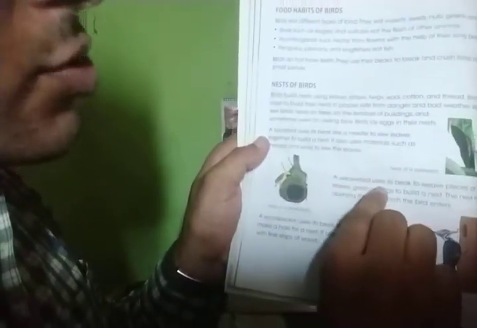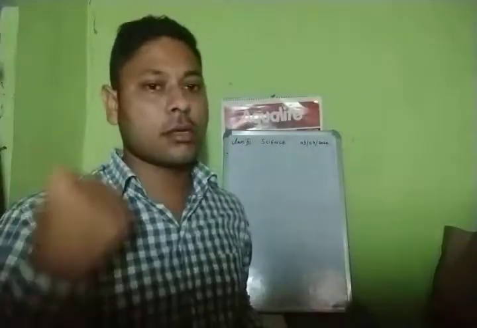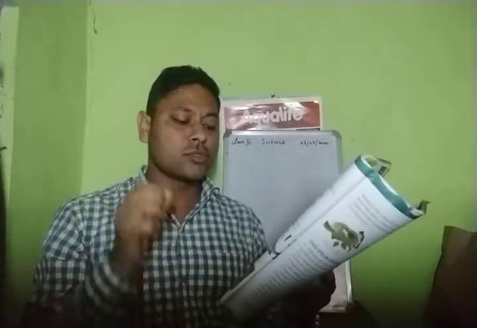See here, this is the weaver bird. Okay, weaver bird uses its beak to weave pieces of leaves, grasses or twigs to build a nest. The nest has an opening through which the bird enters or comes out. Alright, now, okay, a weaver bird uses its beak to weave the leaves.